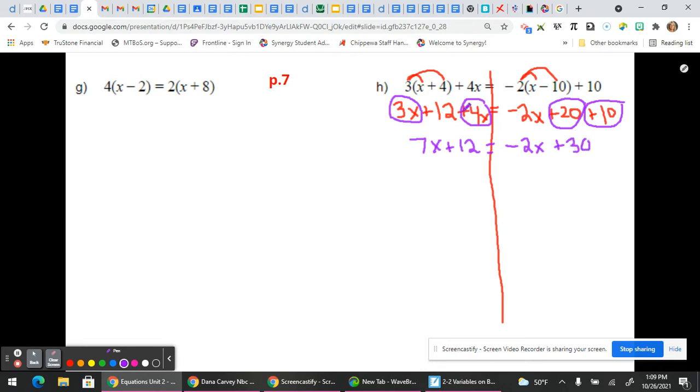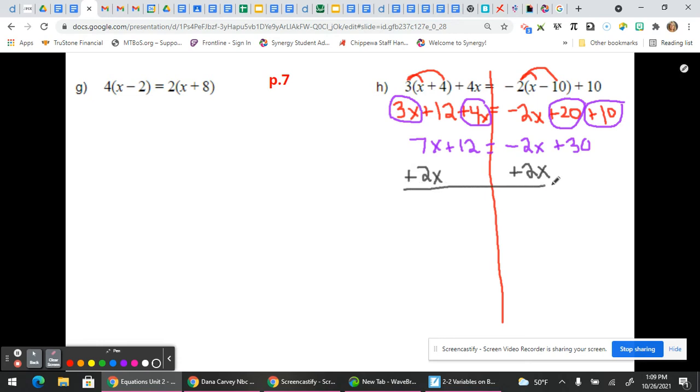All right, so now we've got a bit of a problem because we've got 7x's on the left and I've got negative 2x's on the right. But what we want to do is aim for the smaller variable to eliminate, to take it off, so that we can have our variables on just one side. So I'm going for the negative 2x. I'm going to eliminate it by adding 2x on the right, which means to keep it balanced, I'm going to add 2x on the left.